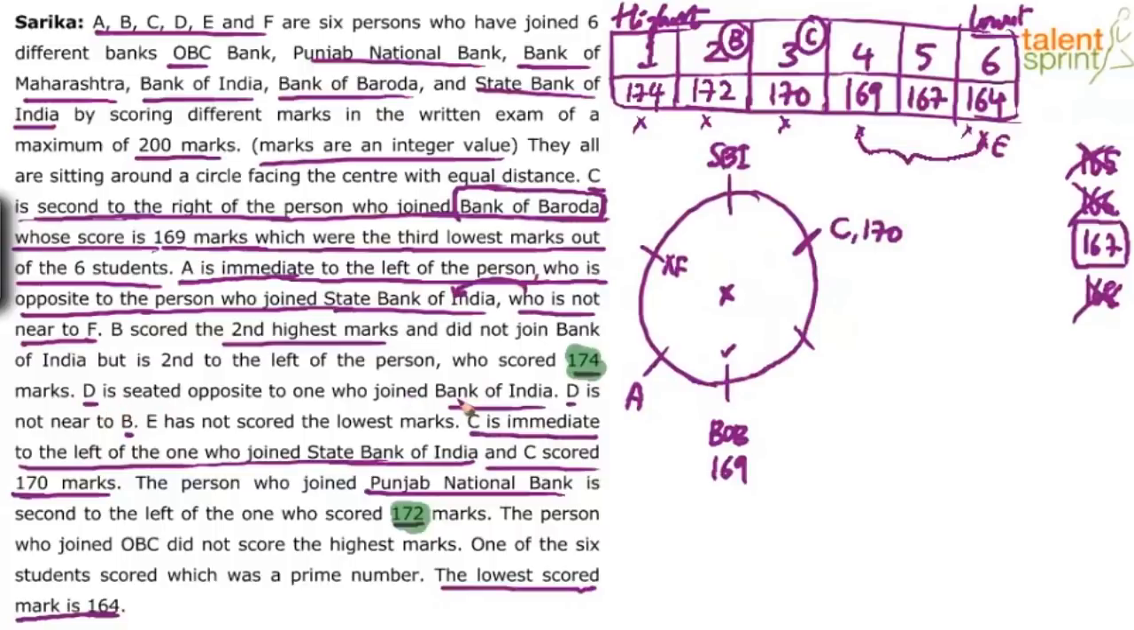D is opposite to the one who joined Bank of India. That also is not known to us. D is not near to B. E has not scored the lowest marks. None of these points can be useful, right?